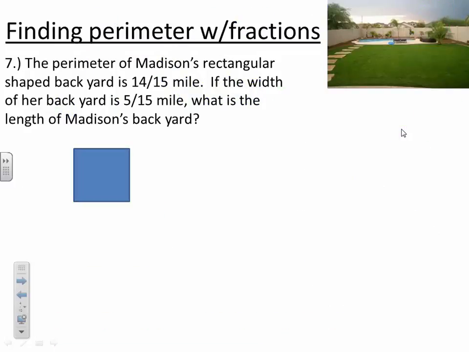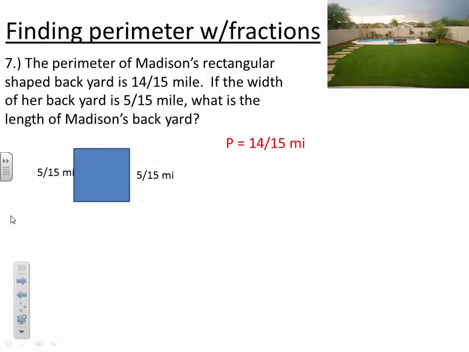Okay, cranking it up a notch here. This says the perimeter of Madison's rectangular shaped backyard is 14/15 of a mile. So I'm writing that down because that's important information. If the width of her backyard is 5/15, I'm going to label that because I'm an excellent student. What is the length? So here we got width. We want to find length.